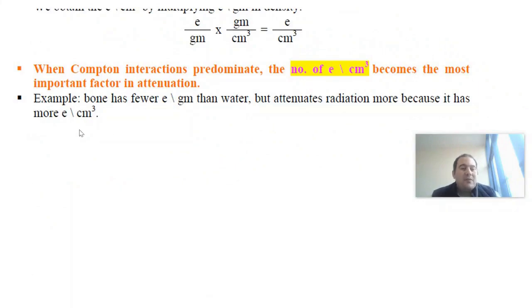So you will find that Compton scattering, which also depends on the number of electrons per cubic centimeter, known as electron density, is higher in the bone. At the same time, it has a high atomic number and a higher number of atoms, which means it has a higher number of electrons. Therefore, the photoelectric interaction and Compton scattering are both greater in comparison to water.